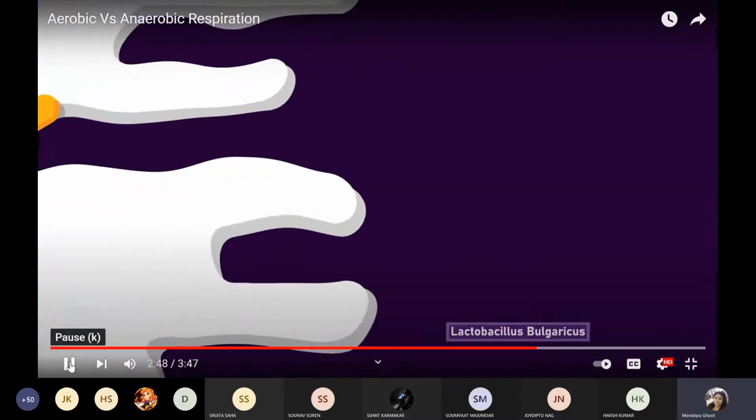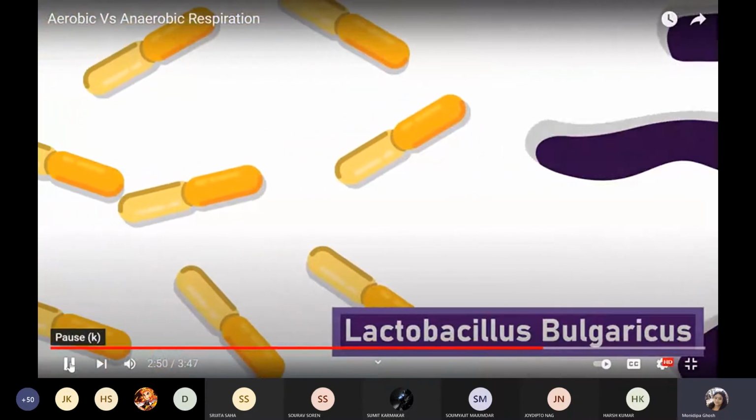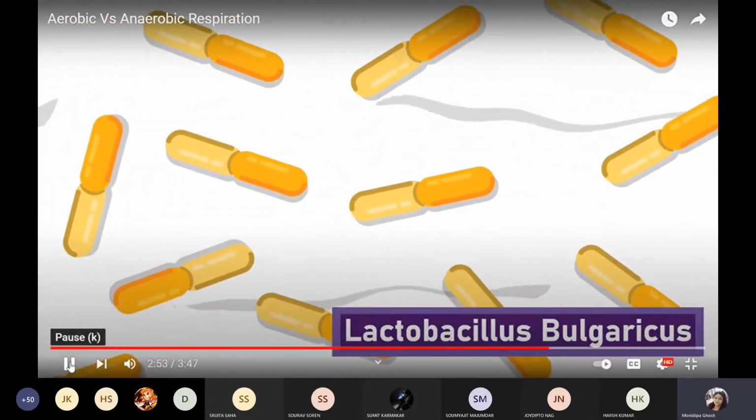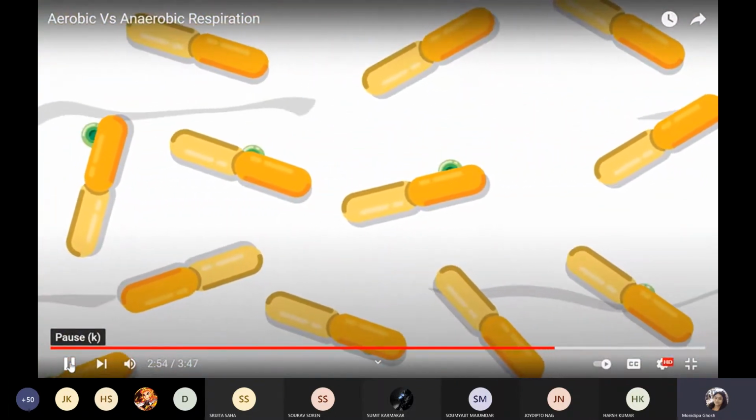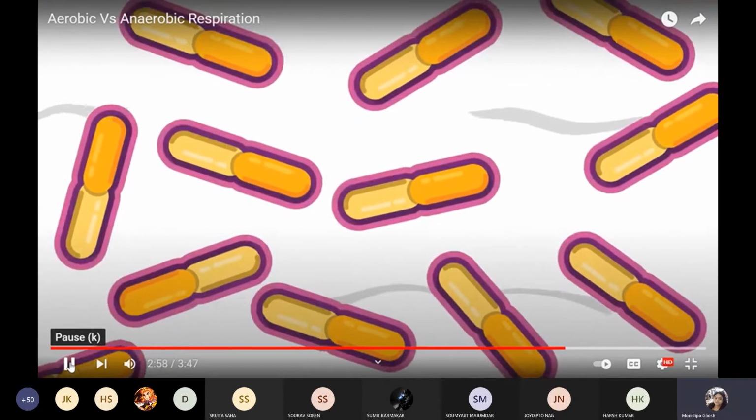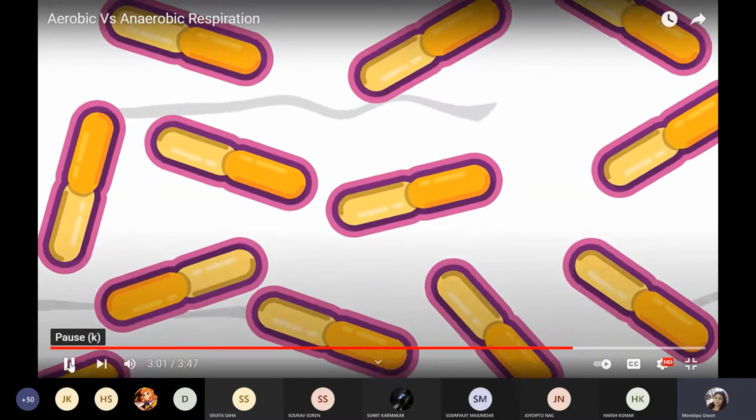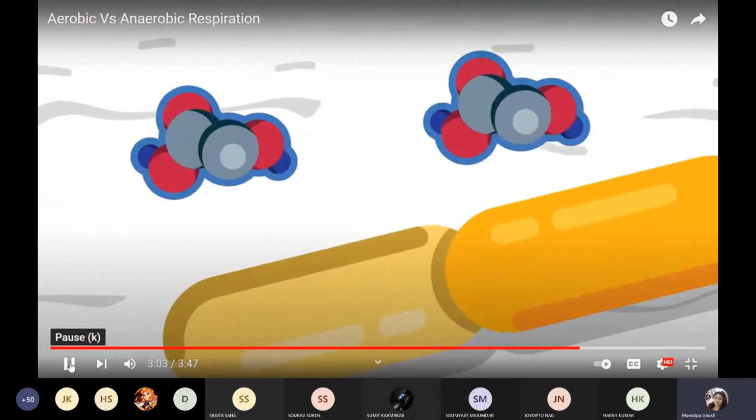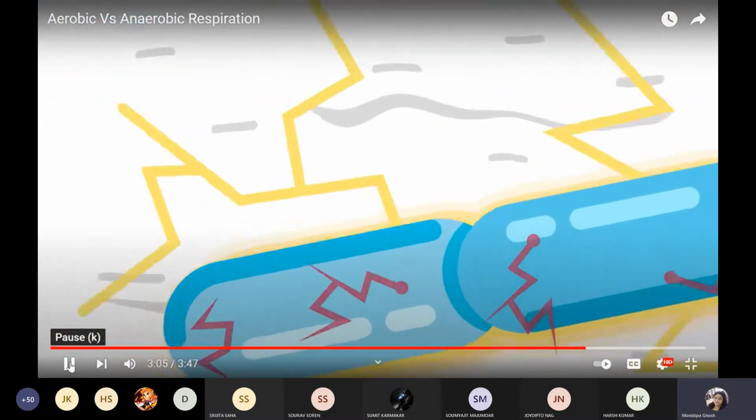Some bacteria, such as Lactobacillus bulgaricus, cause milk to turn sour and form yogurt. The bacteria feed on sugar, which is then converted into lactic acid and energy. This energy is also equivalent to 2 ATP. The bacteria turn glucose into 2 lactic acid and energy of 2 ATP.